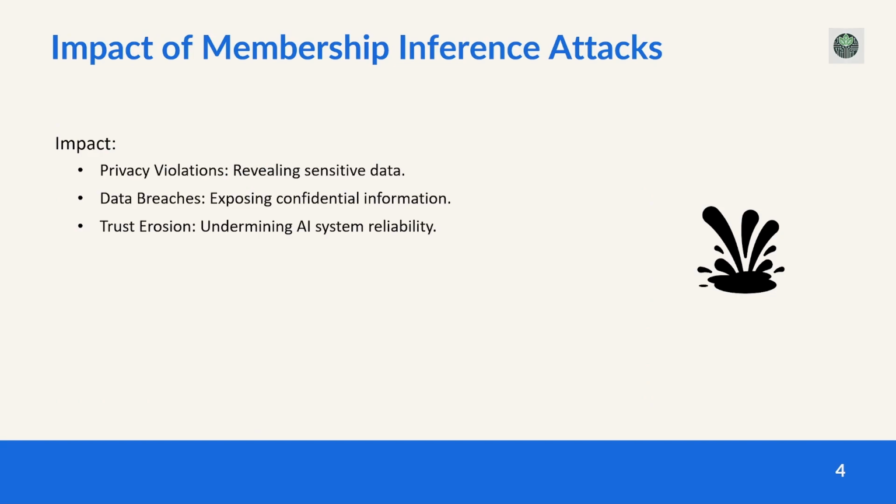The consequences of membership inference attacks can be severe. First and foremost, they result in privacy violations, revealing sensitive, personal, or proprietary data. Beyond privacy, these attacks lead to data breaches, exposing confidential information that organizations are legally and ethically obligated to protect. Additionally, trust erosion occurs as users and clients lose confidence in AI systems when they realize their private data might be compromised.